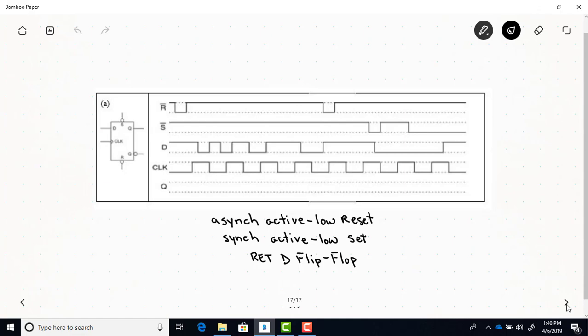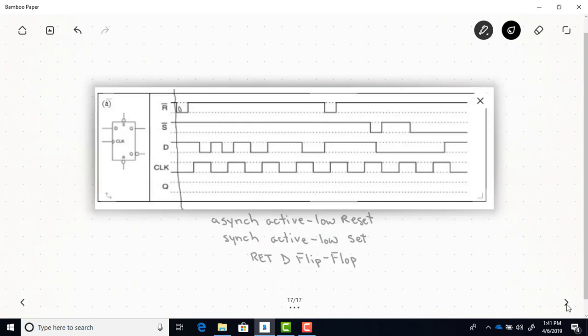You can see right here at this time our active low reset goes to 0. Since it's asynchronous, it doesn't depend on the clock, so I don't care anything about the clock. Once this asynchronous active low reset input goes to 0, that's going to make my Q output 0.